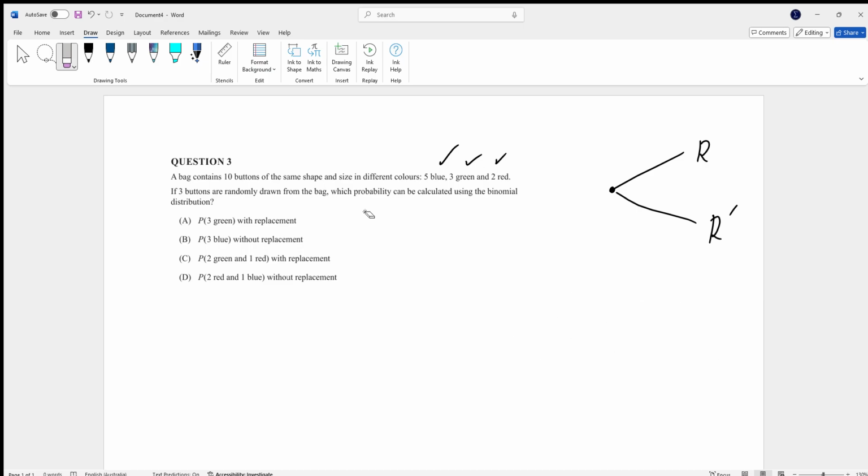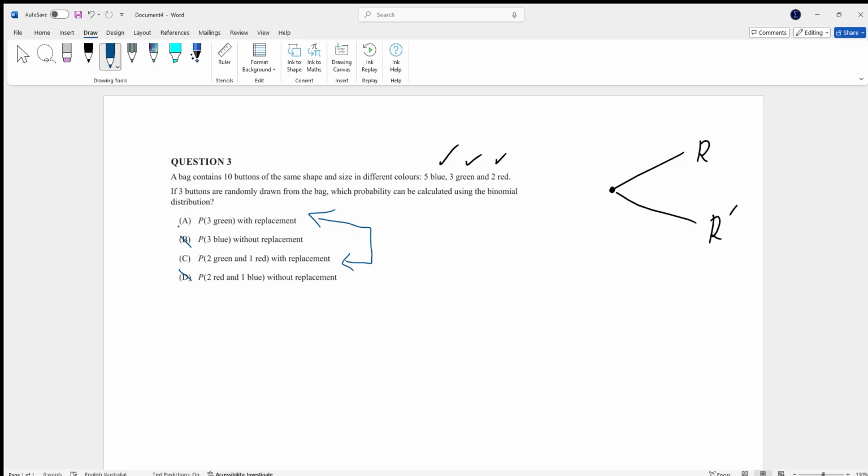So in this situation, we're looking for basically with replacement, and we're also looking at breaking it into two things. So here, if 3 buttons are randomly drawn from the bag, which probability can be calculated using the binomial distribution? Let's look at the words here. You see how there is without replacement and without replacement, so I know the answers are not going to be B or D. So here it's between A and C. Hopefully you can tell which one it's going to be.